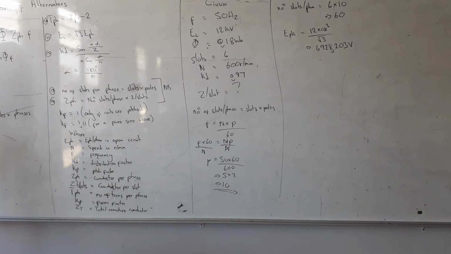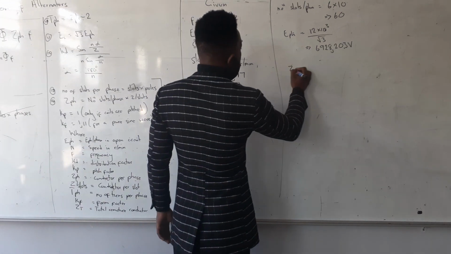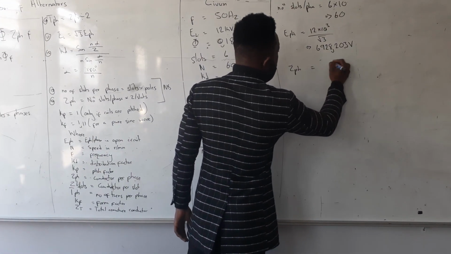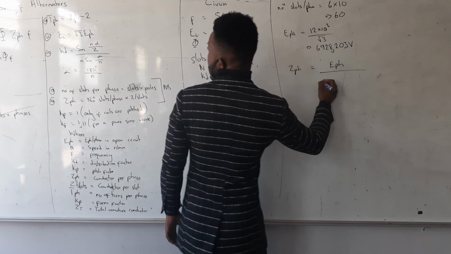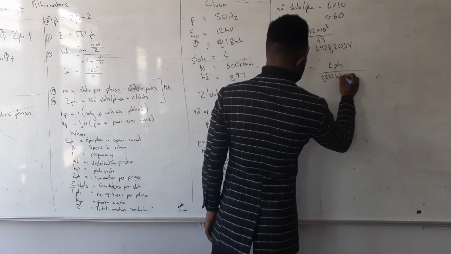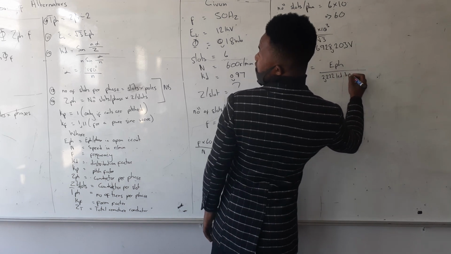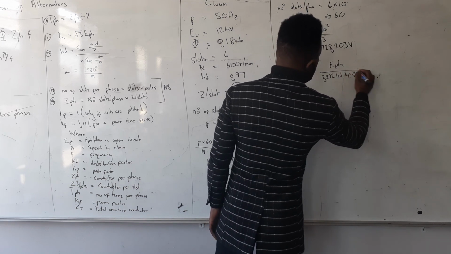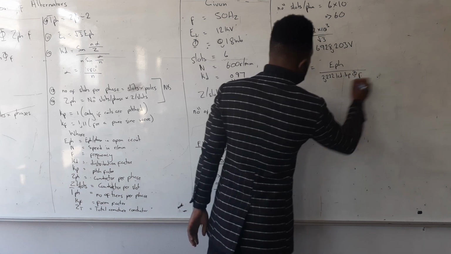So let us check here. Did they give me the distribution factor, which is KD? They gave it, which means I can use this one. I have my KD, and I can take my KP as 1. I can use this formula and make my Z phase the same as the formula: Z phase is equal to E phase divided by 2.222 KD KP flux multiplied by the frequency.